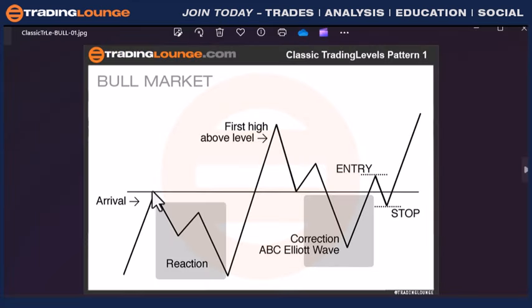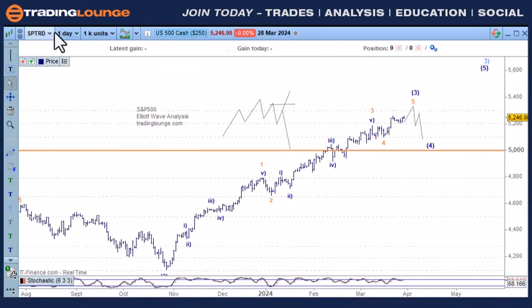So we'll have the arrival at the 5,300, the arrival, the reaction, the first high above the level, all this sort of stuff, and this will trigger a long trade. So we will be putting our trading hat on rather than our analyst hat when we work this level across here, because we may need to move up higher.